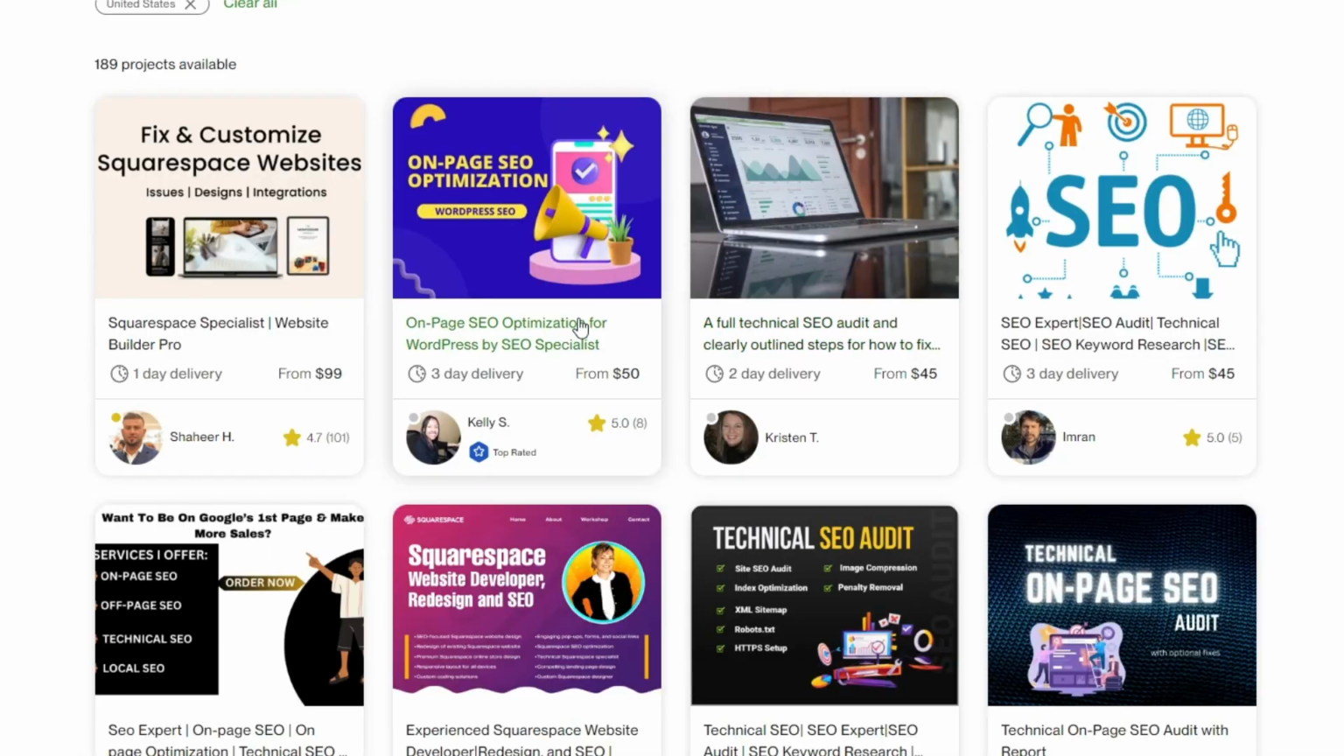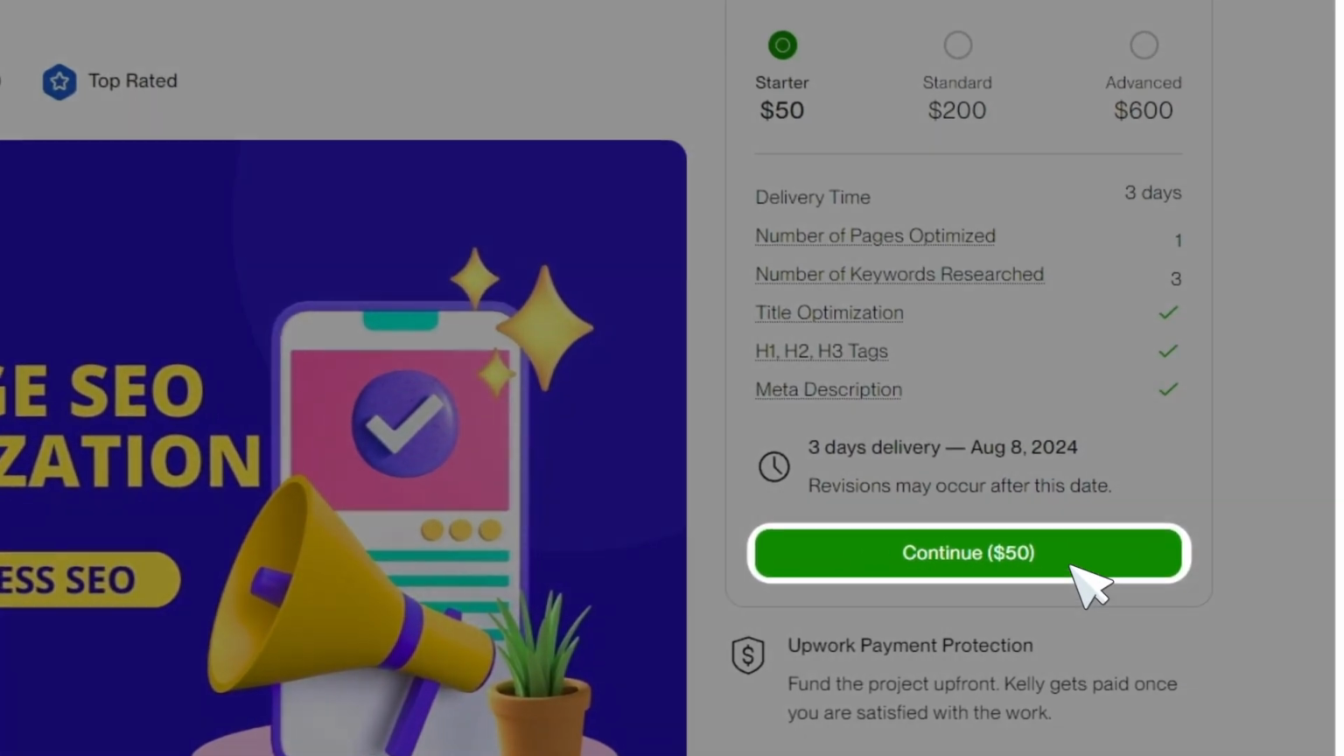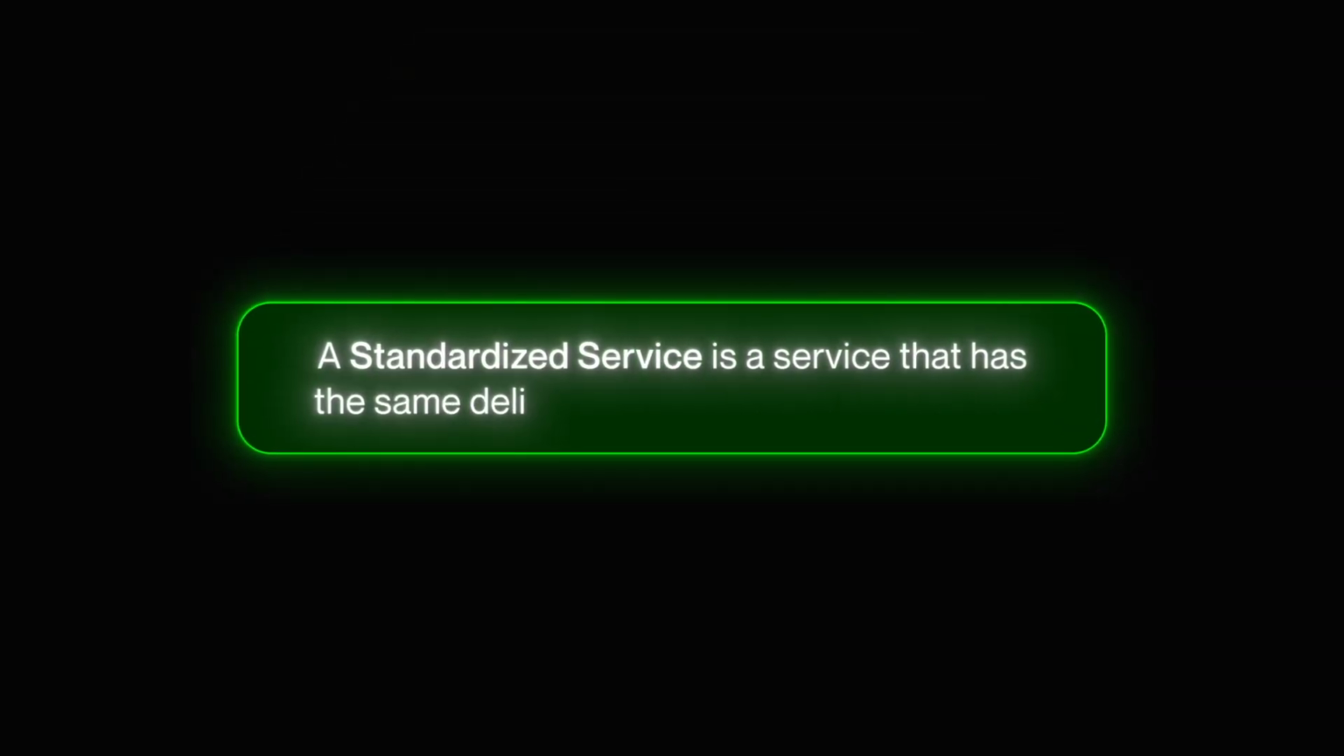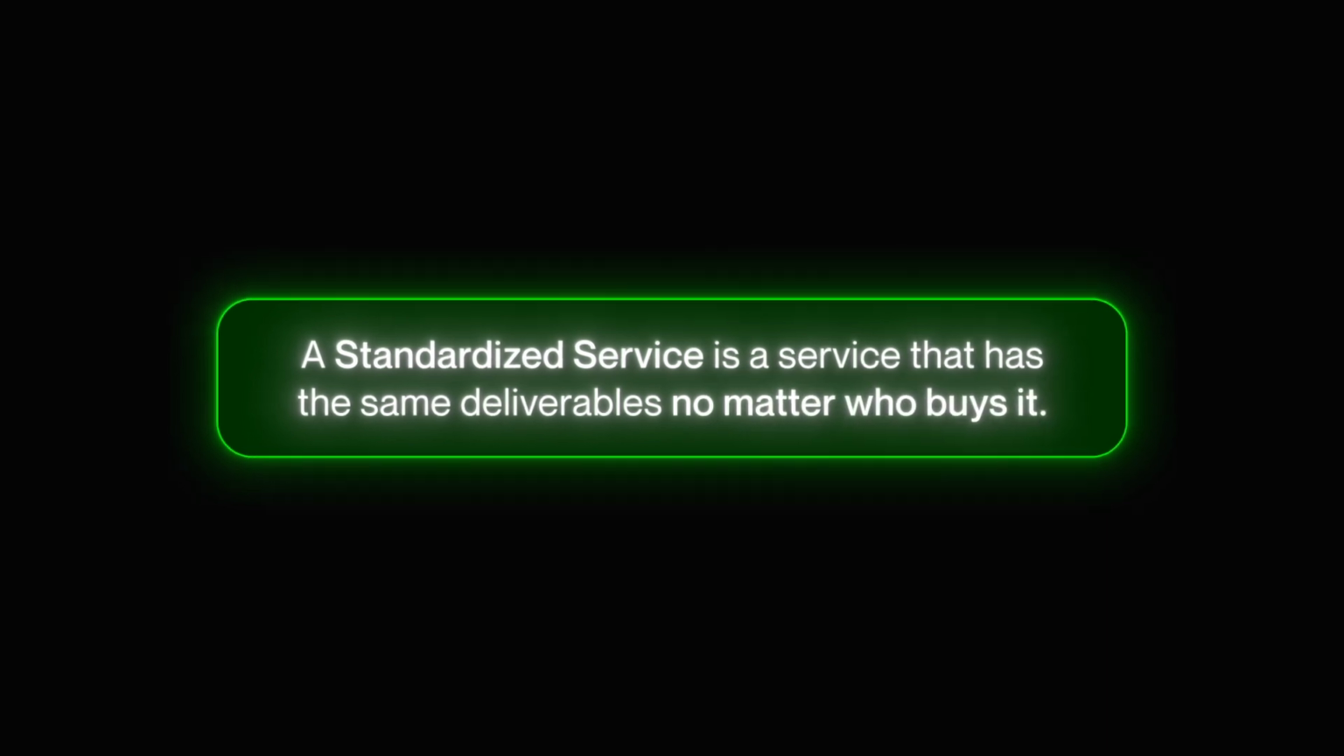The project catalog section of Upwork is a chance for you to put your services out there and make them available for anybody to buy. Publishing a project catalog makes your service public and gives clients the opportunity to purchase it directly from you without even messaging you. Now, this will work best if you offer a standardized service. So what do I mean by that?